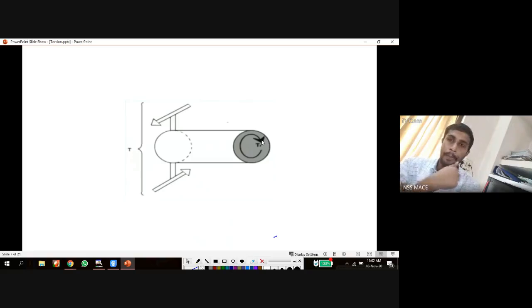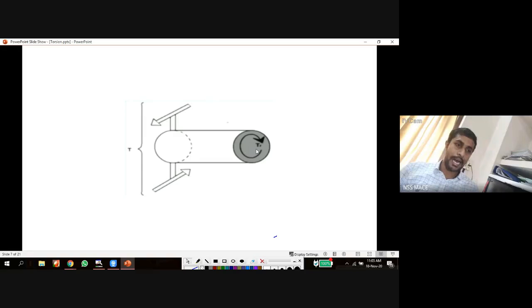Similarly, to oppose this external torque, at the cross section of that plane which cuts the shaft, some internal torque will be developed in the opposite direction of the external torque. Actually, this internal torque resists the external torque without any twisting of the shaft. So this internal torque is developed across any cross section of the shaft.